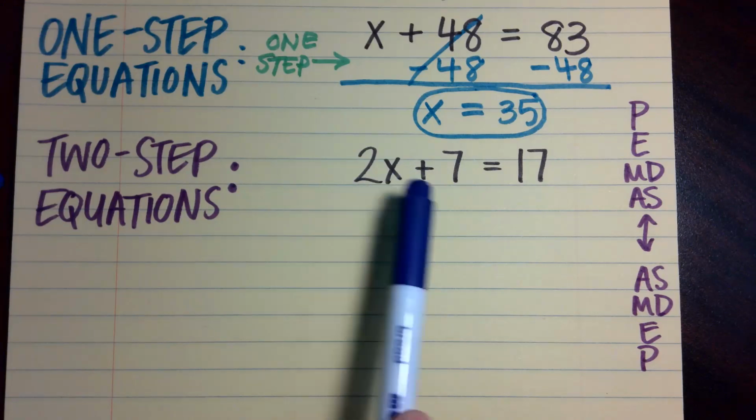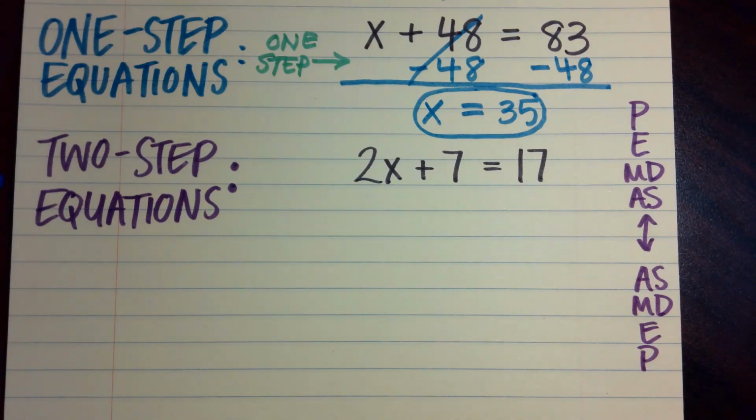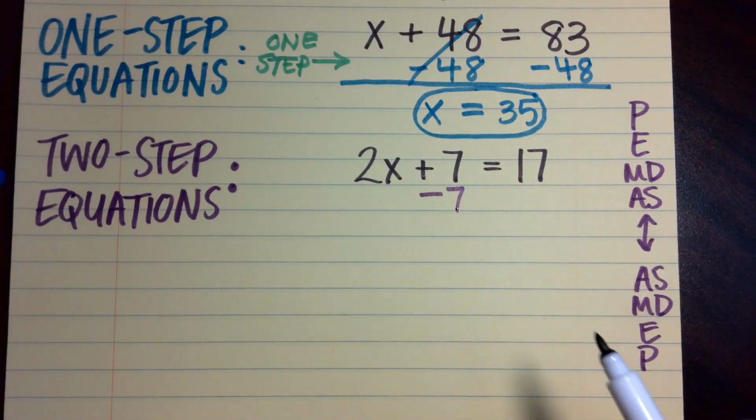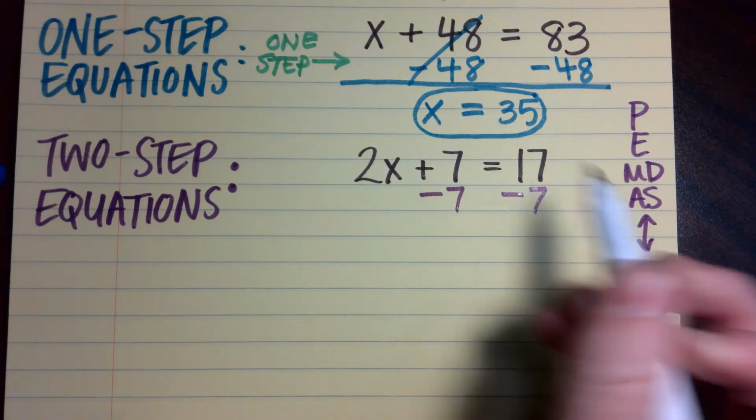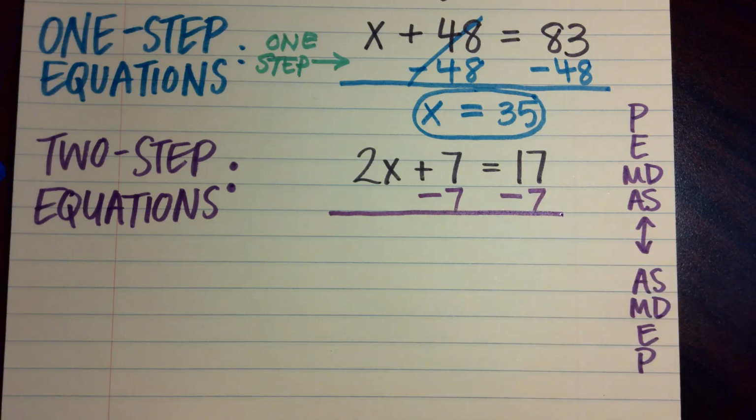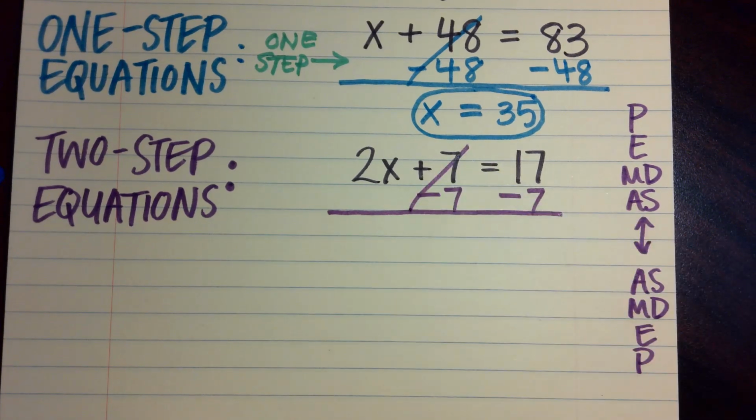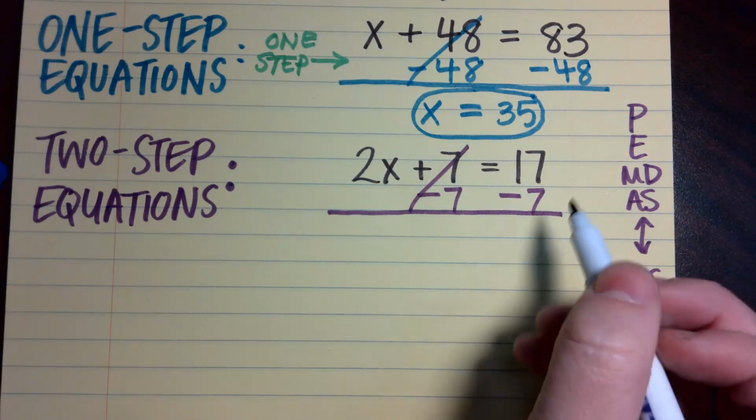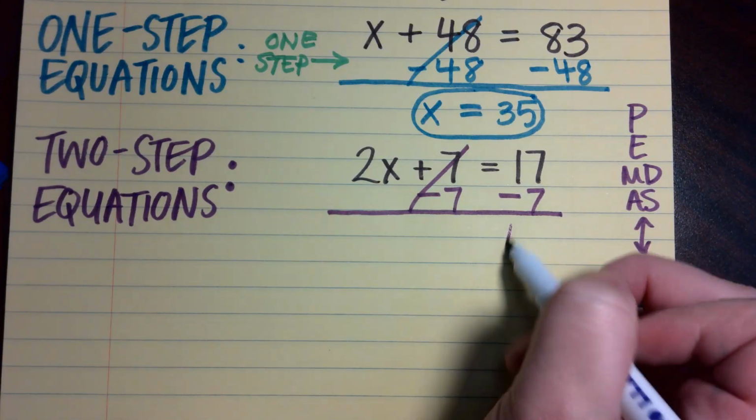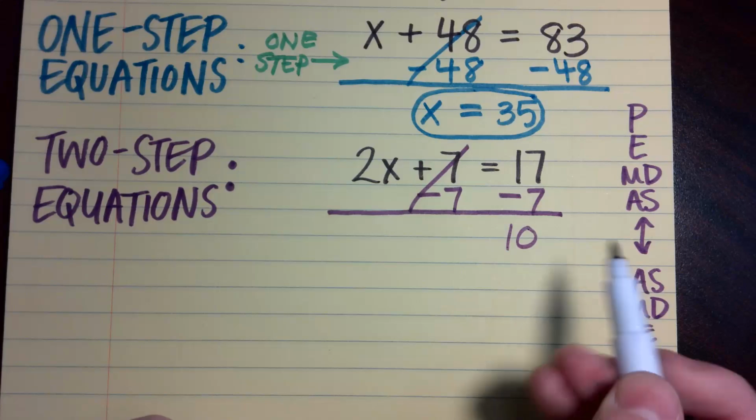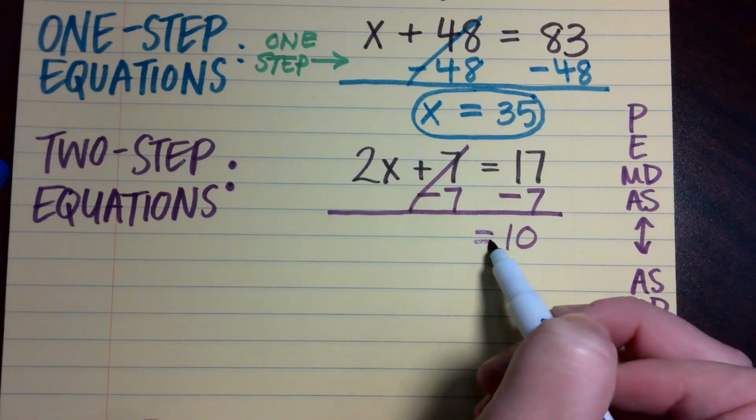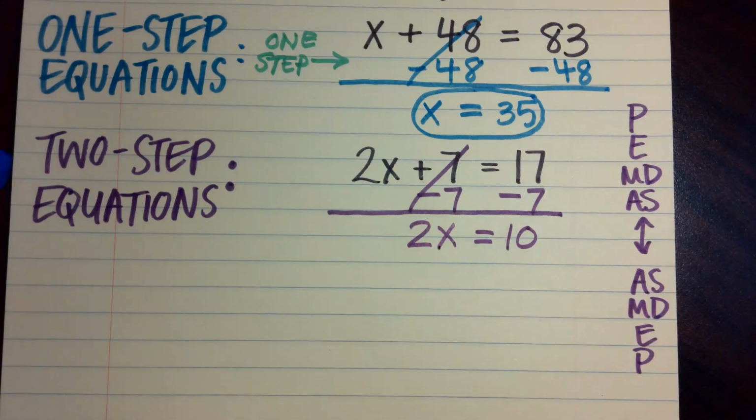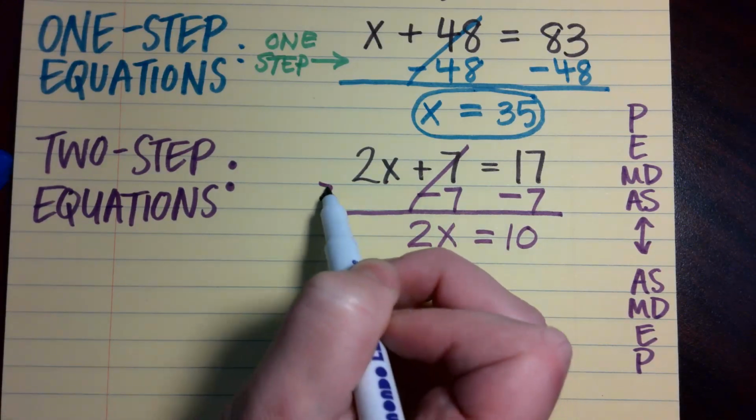Well, we're gonna minus 7. That's right. We're going to subtract 7. We're taking steps backwards to find our answer. So we'll do that to both sides. Now my 7's cancel. I get 17 minus 7. What is that? 10. Perfect. Then I'm going to drop down what I have left. I still have an equal sign, and I have 2x. So this was our first step.